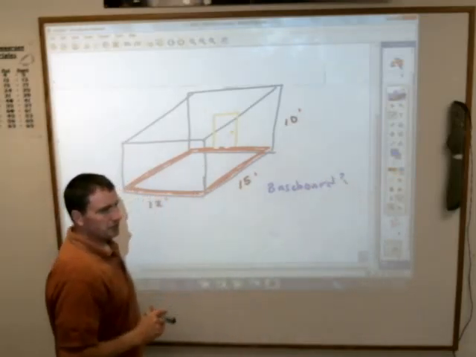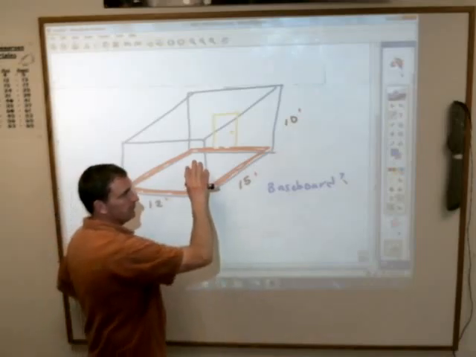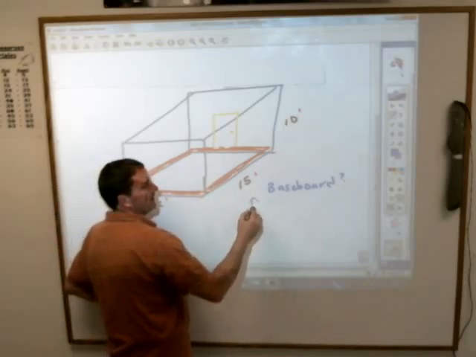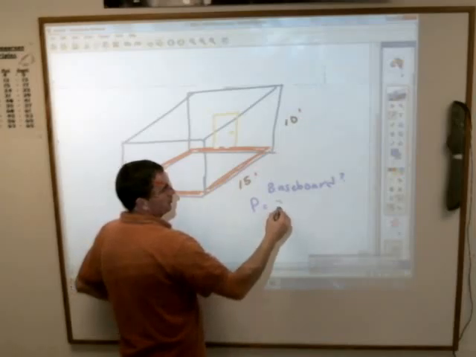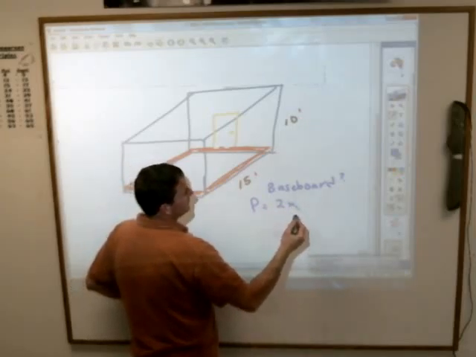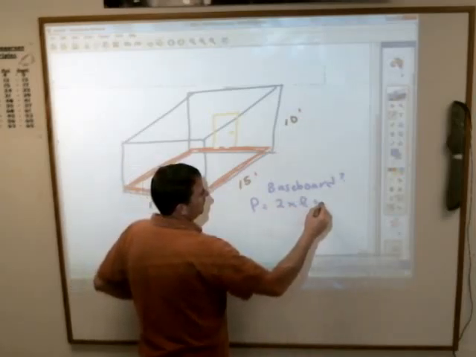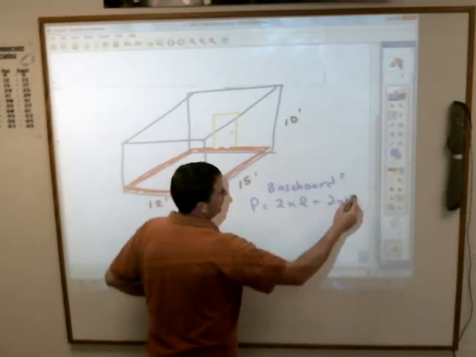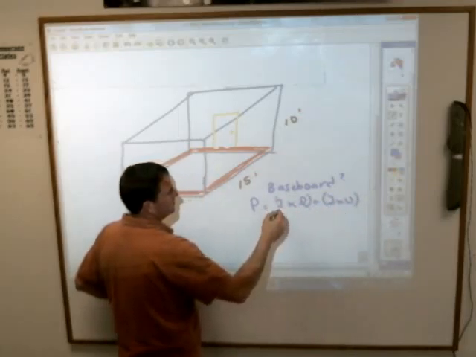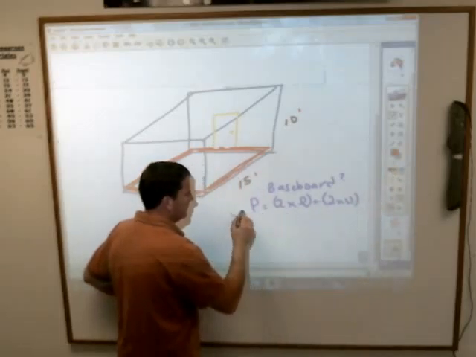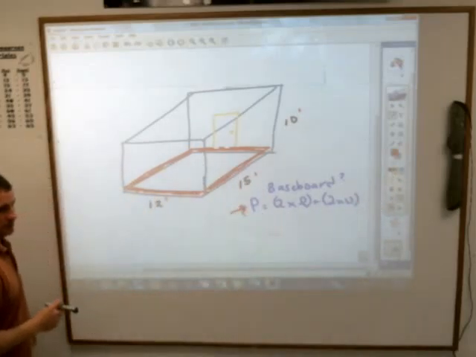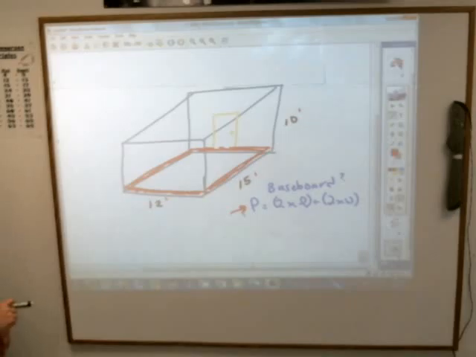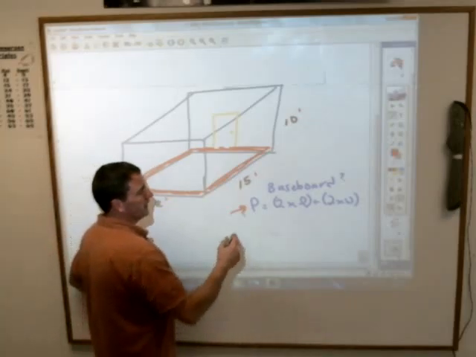So for the first question, how much baseboard? And again, if the book asks you this, this is what I need to see on your paper. First of all, you sketch it. Then you write down the perimeter formula. Perimeter equals 2 times the length plus 2 times the width. We'll put those in parentheses just because. So I need to see this. Okay, and then you just need to fill in the blanks.